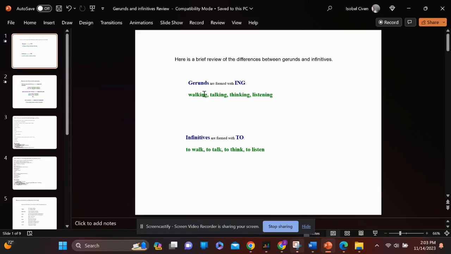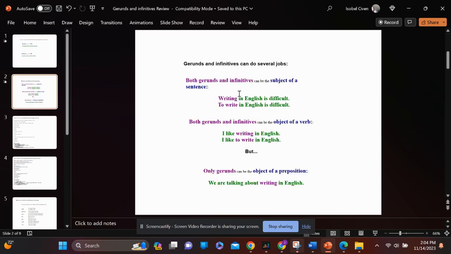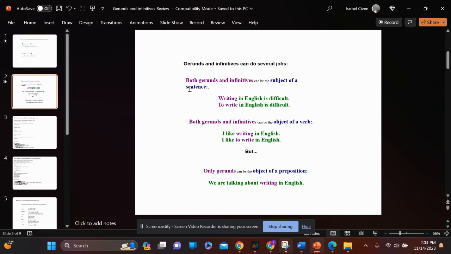Hi, everybody. This is a brief discussion of the differences between gerunds and infinitives. A gerund is formed with -ing, and infinitives are formed with to. Okay, and gerunds and infinitives can do several jobs.